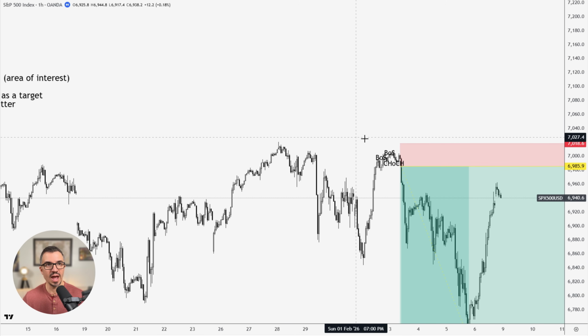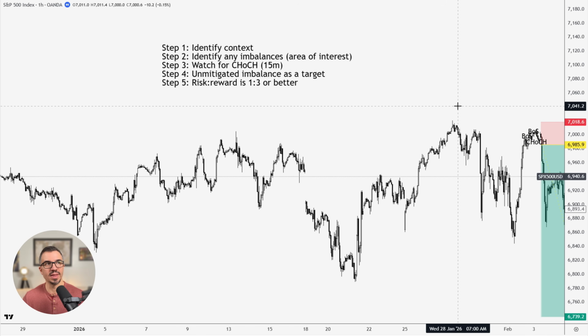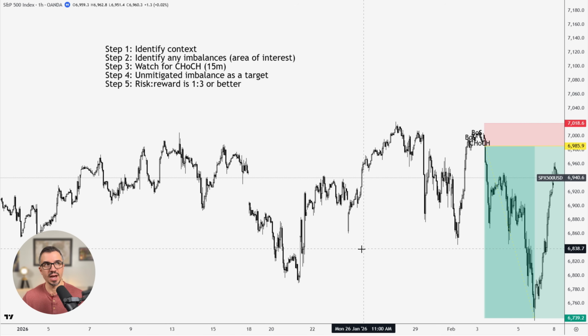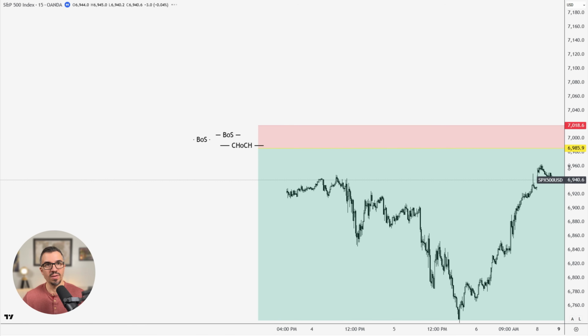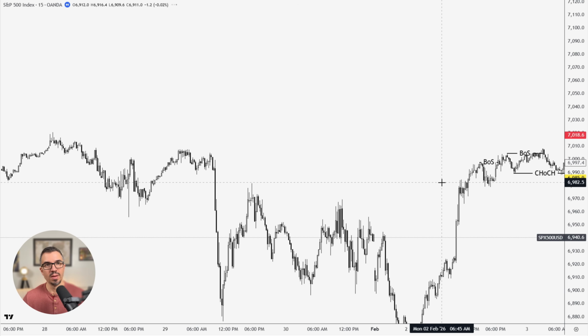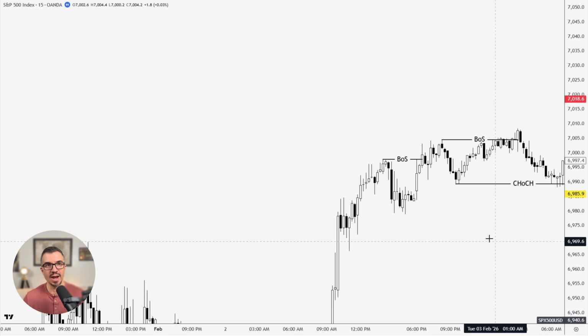Again, just to recap here: all we did was identify the context. The market was mostly sideways here. We then identified an area of interest, an imbalance, which was this area through here, this little pocket. We then watched for a 15-minute change of character. Remember, in this case, I was looking for a 15-minute change of character, not a 5-minute, because I wanted a little bit more conviction behind this entry.